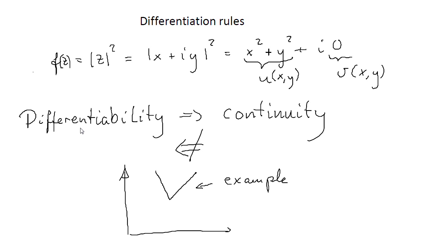Differentiability implies continuity, exactly as in the real case. So if a function is differentiable, it will also be continuous. The opposite is not the case. Here you have an example in the real case of a function which is continuous, but at this point it is not differentiable.